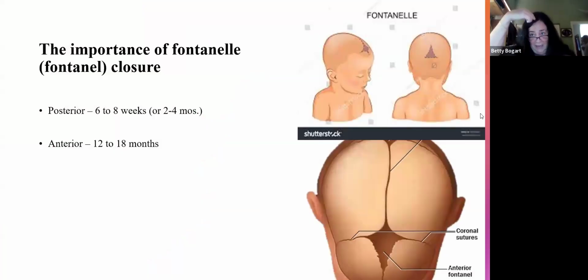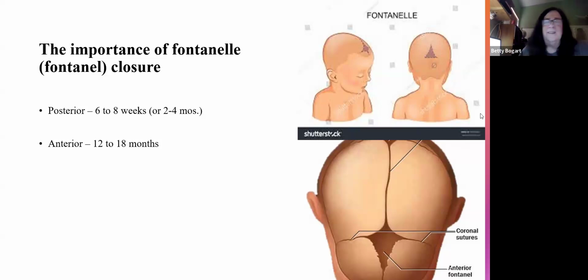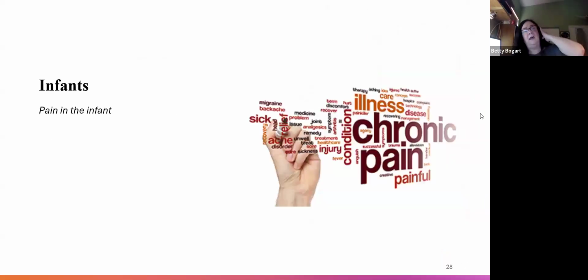Fontanelles, soft spots. You have the anterior up here, posterior in the back. The one on the top should close between 1 and 1.5 years old. If it's still open at 24 months, 36 months, there's a problem. We will investigate. Is it hydrocephalus? Is it a tumor? Why is that fontanelle still open? The one in the back should close somewhere between 6 to 8 weeks. Usually it's gone before we even really start looking for it. But we do. With that fontanelle, I look at fluid balance and everything with it. I love it.